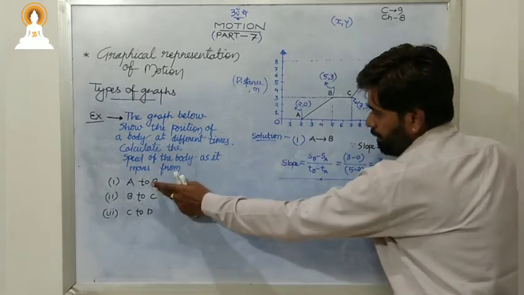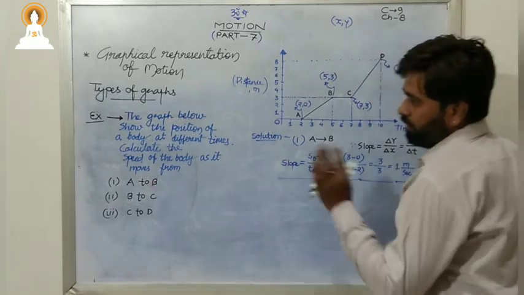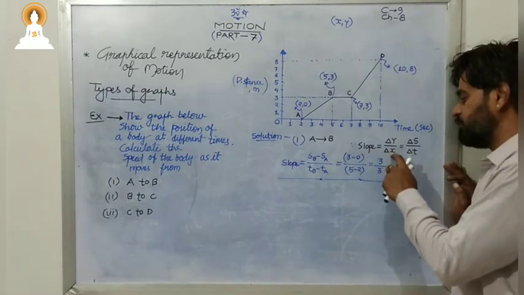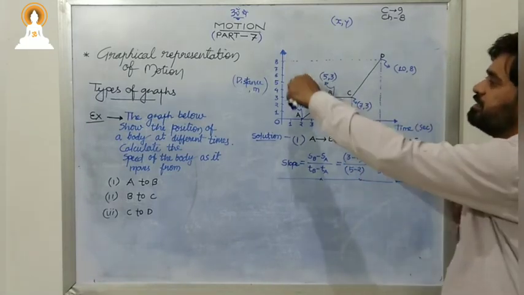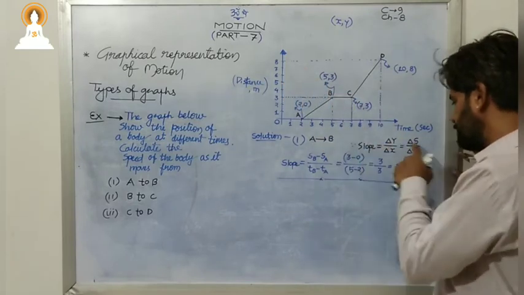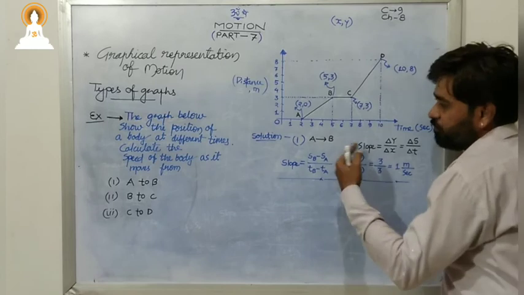Now see the solution. Let us see A to B. We need to find the slope. We know the slope is nothing but change in y axis upon change in x axis, that is, change in distance upon change in time. Here, change in distance from A to B and change in time from A to B.